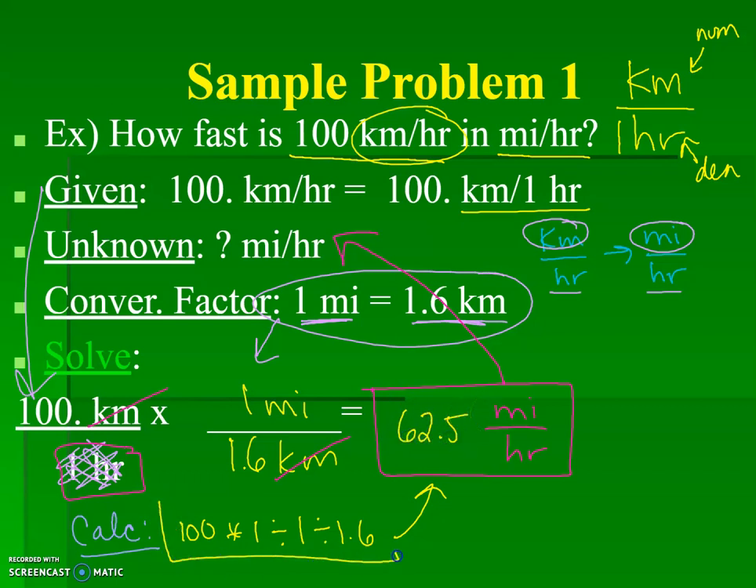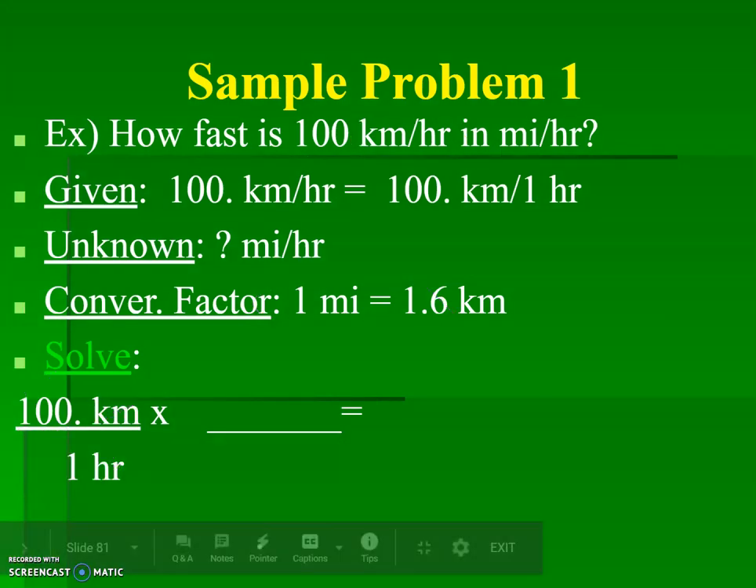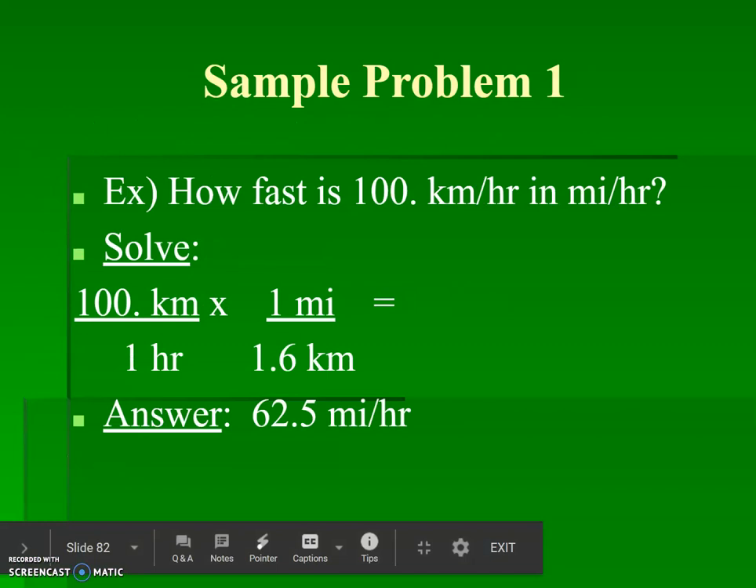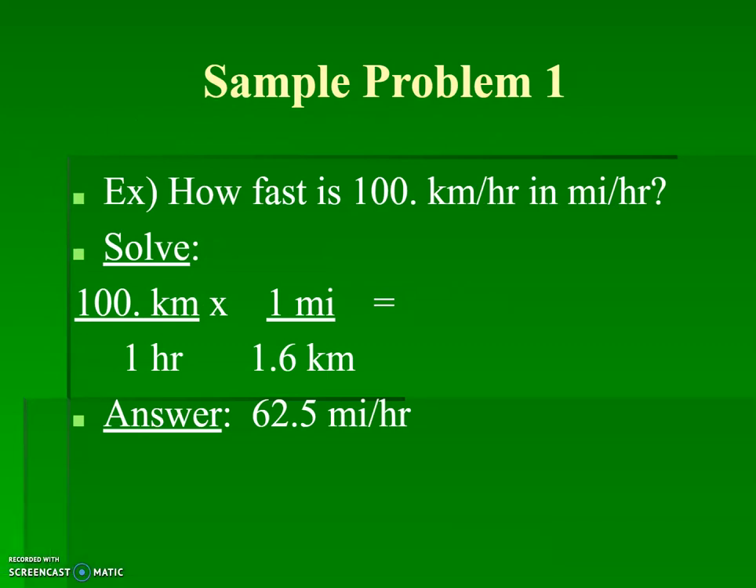So please go get your calculator, push pause, try plugging that in, and see if you get 62.5. Oh, you're back. Yay. Okay, so also one thing that we have to keep track of is there should be a decimal point here. There are 3 sig figs here, so there are 3 sig figs in my answer. So how fast is 100 kilometers per hour in miles per hour? Kilometers is going to cancel out with kilometers, leaving miles per hour, and our answer is 62.5 miles per hour.